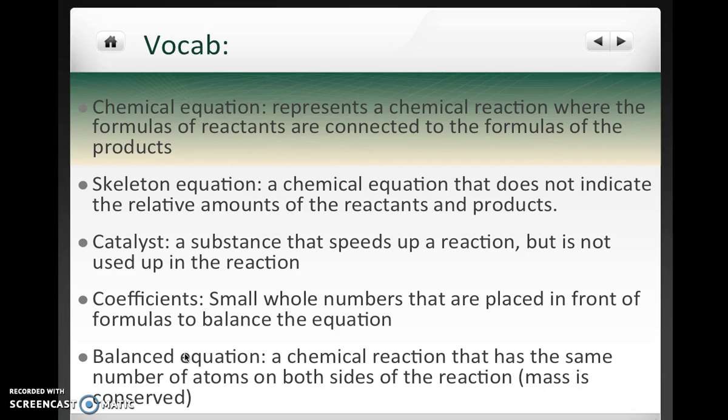Here are your vocab words. Remember, you can pause this at any time to copy down information. Okay, and if it's already in your notes, then wonderful job. Just go ahead and skip that part.